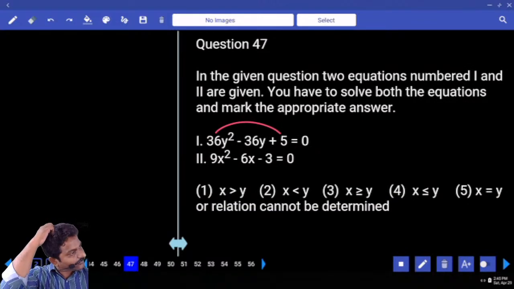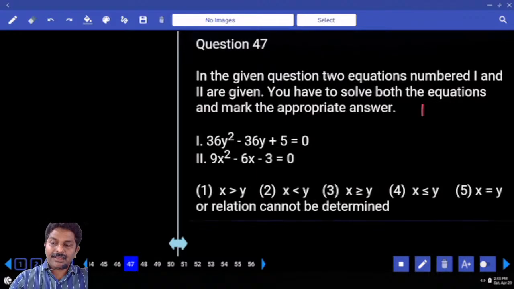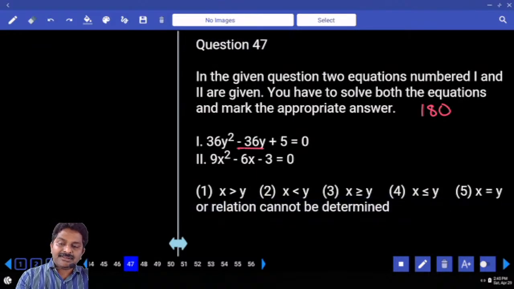36 times 5 is 180. Sum must be minus 36. Whether it is minus 36 or plus 36 doesn't matter, but the sum must be 36. That's what we want. Correct? Yes or no? Okay. What is 3 times 3? Which multiple of 3 is 180? 3 and 60. 36 not possible. Correct? 4 times, how many times 4 is 180? 45. 4 and 45. We cannot make 36. Correct? 5, how many times is 180? 36 directly.